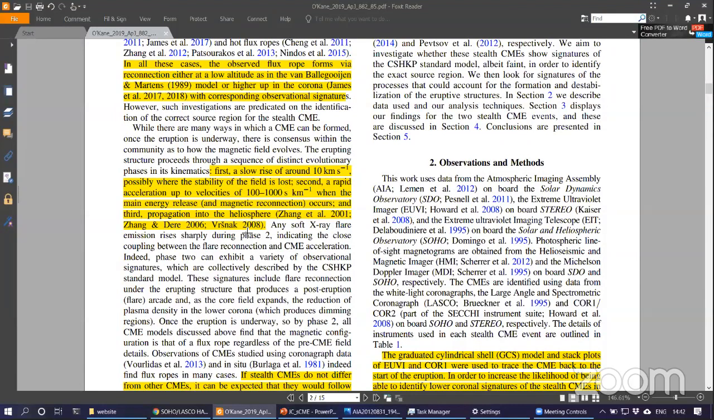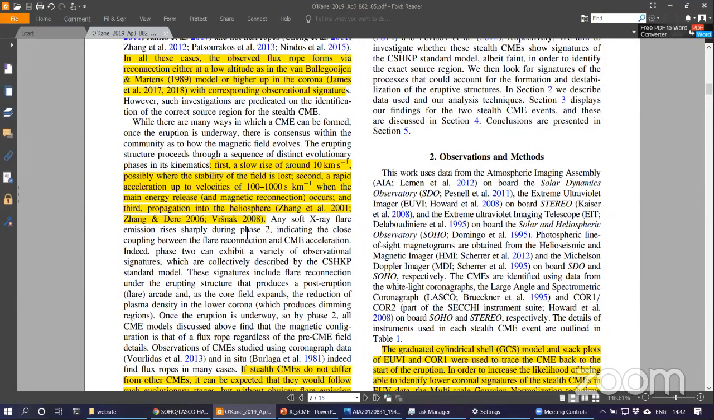But do the stealth CMEs also follow this kind of thing? There is one example for this particular part which I have highlighted here in this particular study.